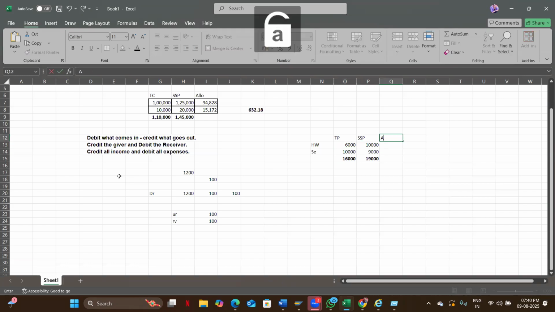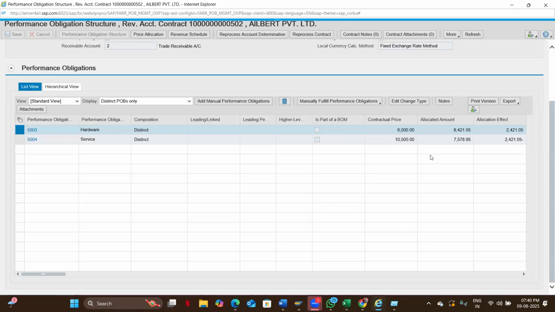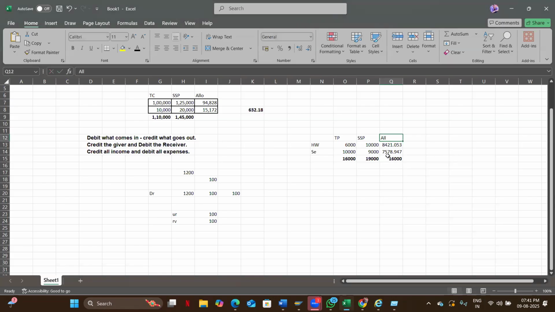Now we need to calculate based on our allocation formula, right? So what is the allocation formula? SSP divided by total SSP into total transaction price. Same thing here also. So it should come in our allocation column. Let's see how much we calculated: 8421.053. Okay, 8421.05, same thing. And 7578.95, right.